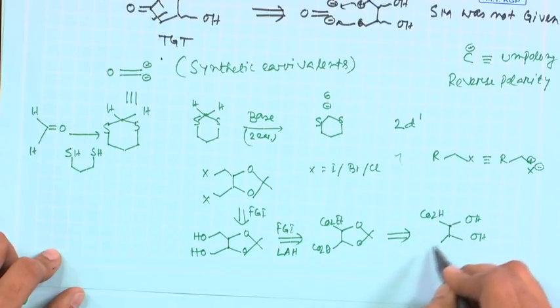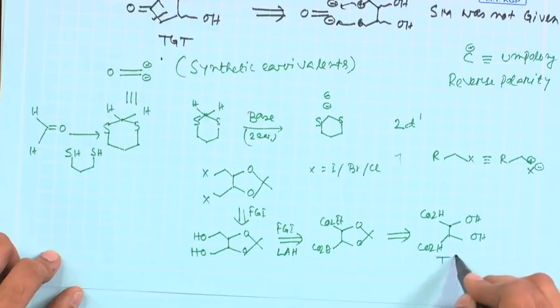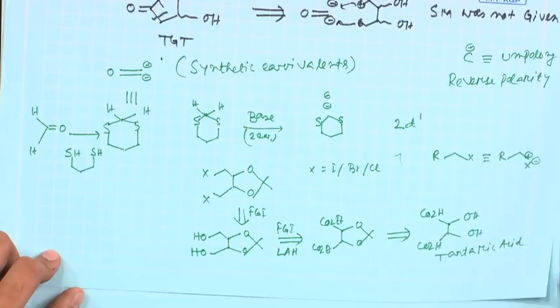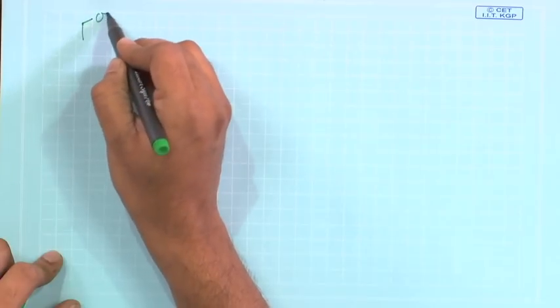which is a very cheap starting material named tartaric acid, which is commercially available and a very cheap starting material, raw feedstock. So, if you now try to do the forward synthesis, we start with tartaric acid.